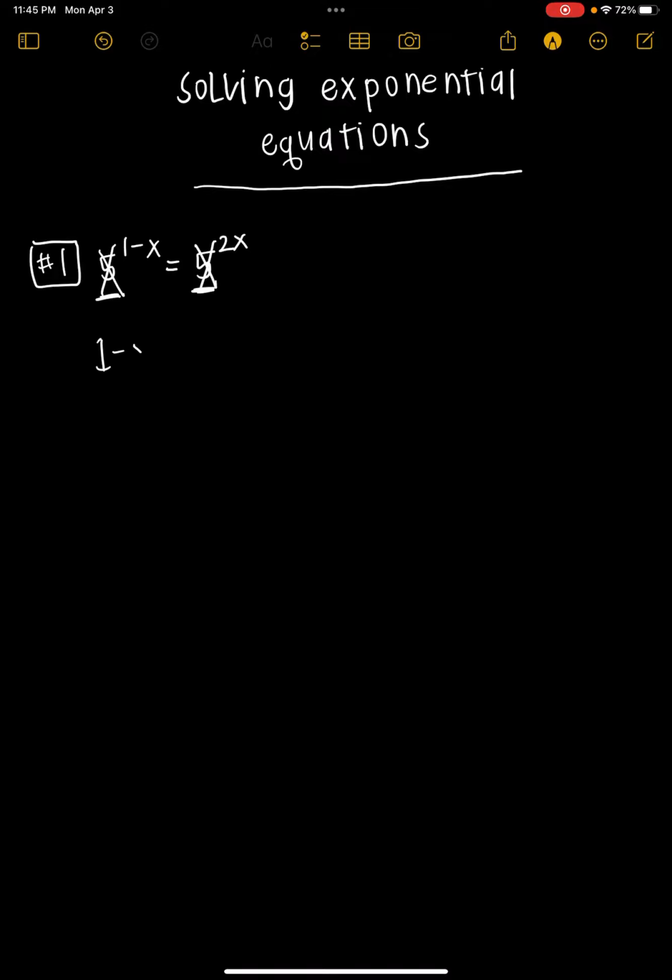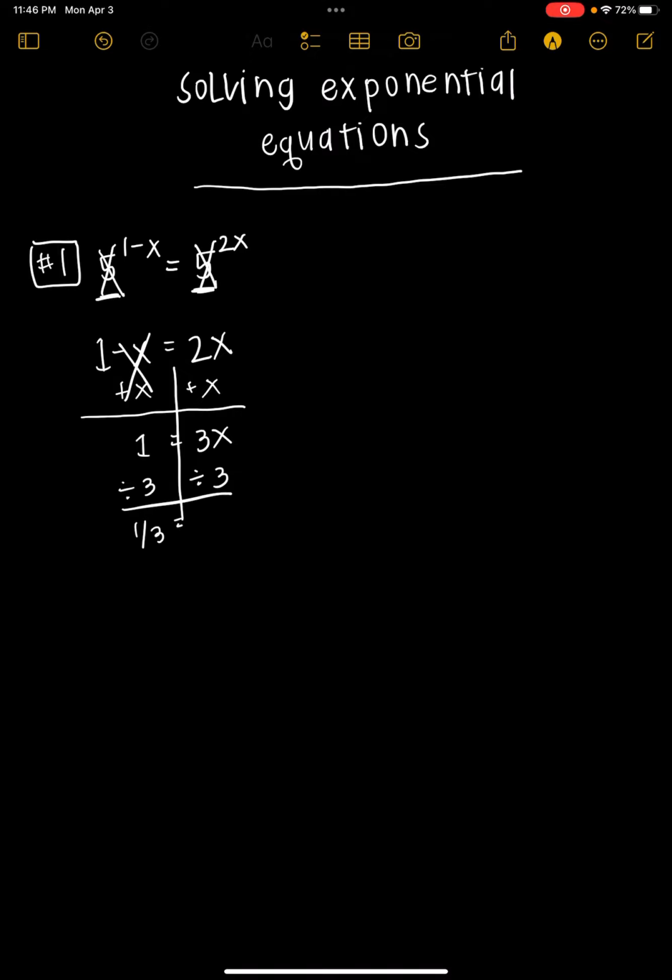So 1 minus x is equal to 2x, and now we can solve that like a normal equation. To solve that like a normal equation, we're going to add x to each side just to get the x's on the same side. These x's cancel out, we'd end up with 1 is equal to 2x plus x, which gives me 3x. Then I still want to get x by itself, so I'm going to divide each side by 3. We'd end up with 1/3 is equal to x. And that's my answer. x is equal to 1/3. We could potentially plug that back in to double check it, but I'm going to tell you it's right.